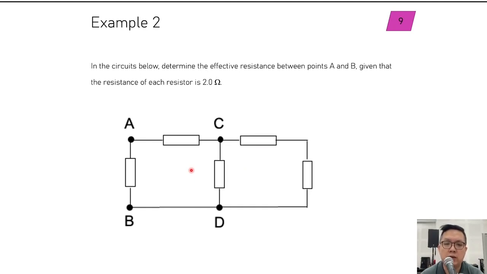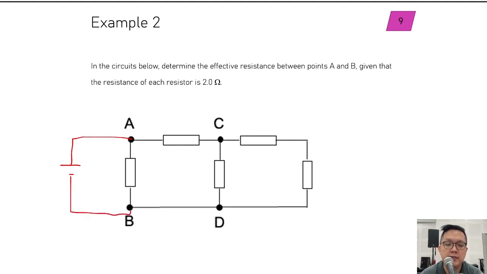Right, what you need to know is that since we are measuring between A and B, we can just imagine that there's a battery here. I think that's the easiest way to think of it. There's a cell here. So you are measuring the potential difference across A and B.